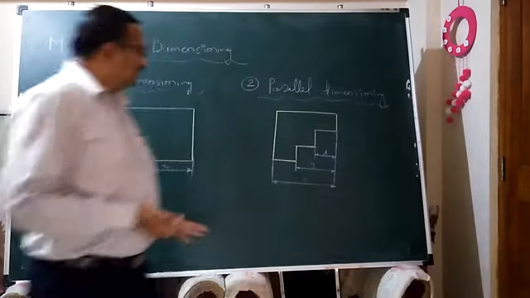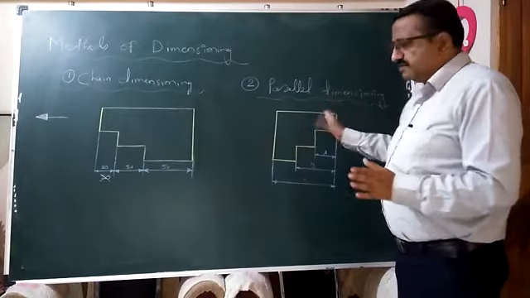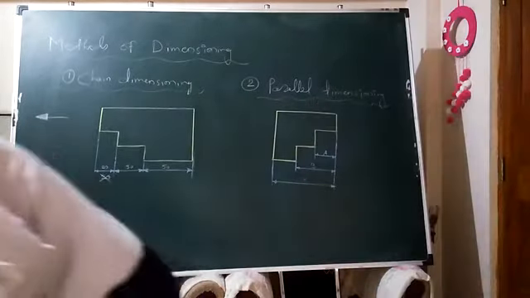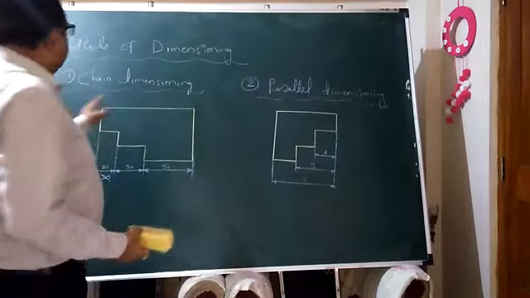So these are the two basic methods of dimensioning, chain dimensioning and parallel dimensioning. Most probably one should prefer chain. Parallel consumes somewhat more time compared to that, but somewhere it is also required. Equally, it is also important. The moment when it is not possible to use chain dimensioning, in that case, it will help you. So these are the two methods: chain dimensioning and parallel dimensioning.